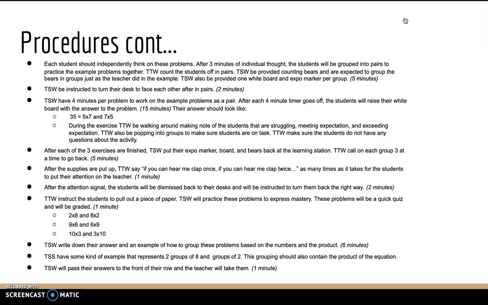They should have some kind of example of how they grouped those, really just whatever comes to their mind, just so that they are grasping the concept. During this exercise, I'm going to be walking around making note of the students that are struggling, meeting expectation, and exceeding expectation. I'm also going to be popping into groups to make sure that they are on task, not talking about what they're going to be doing this weekend, what they did last night, what they're eating for lunch, making sure that they're really focusing on the problems and grouping them using the counting bears.